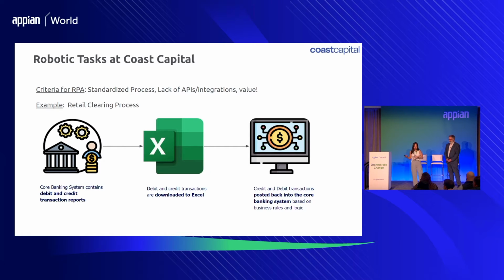So Troy, pivoting back to you, I walked through some examples on how and when we identify good RPA use cases. Can you tell us how you identify a good RPA use case and just walk through one example that Coast Capital has? Yeah, so we've called out our retail clearing process here.